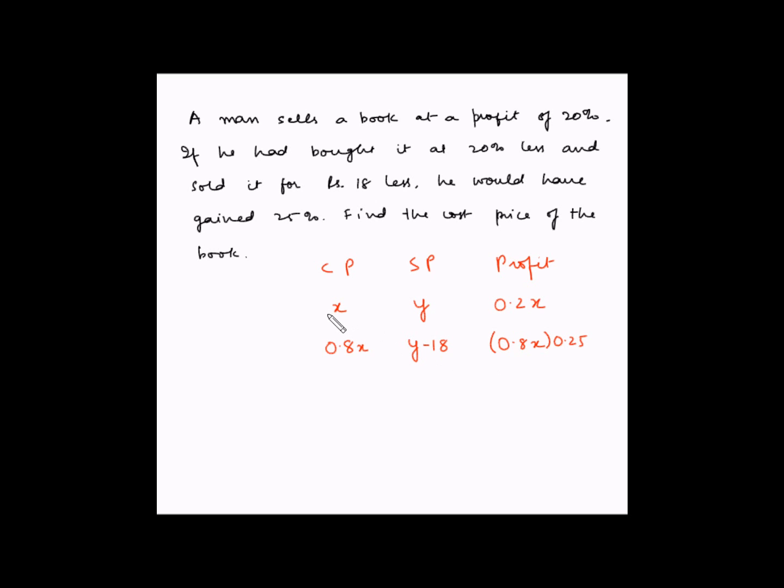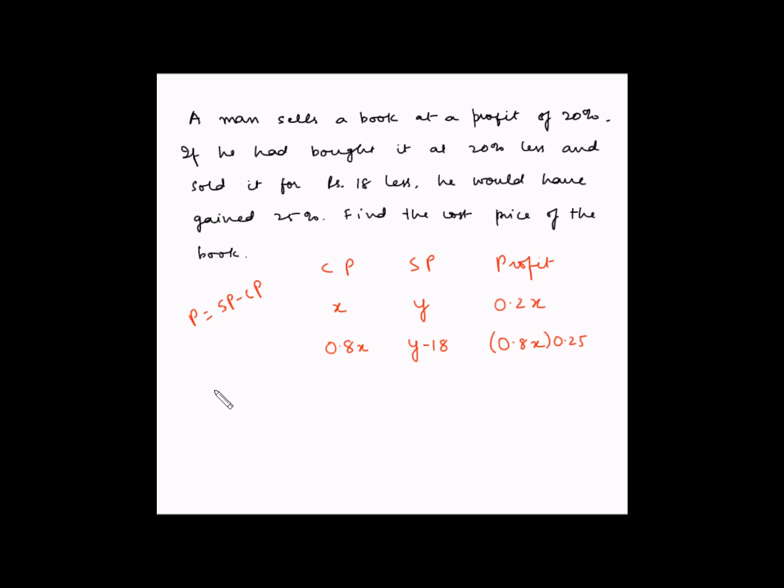So here we have two variables X and Y, and we have two equations. So that is what is needed to solve this problem. So now let's put the standard formula, that is profit is equal to selling price minus the cost price. And we know all the three. So let's try to solve this equation.